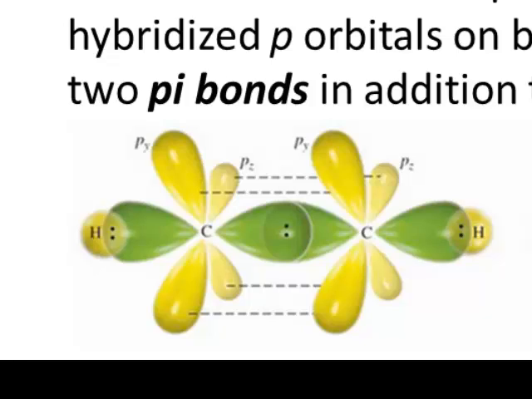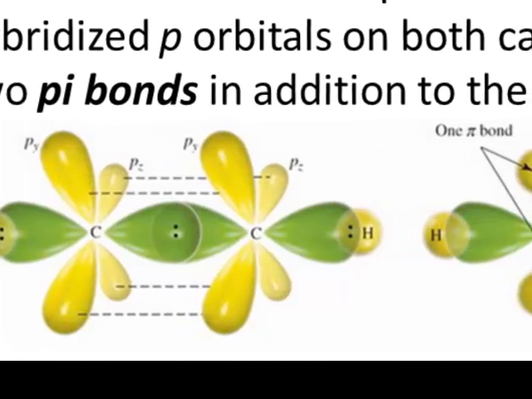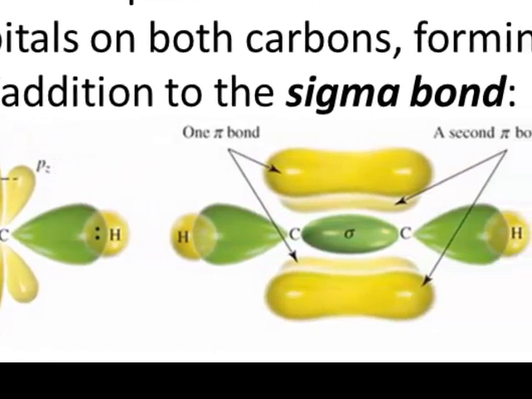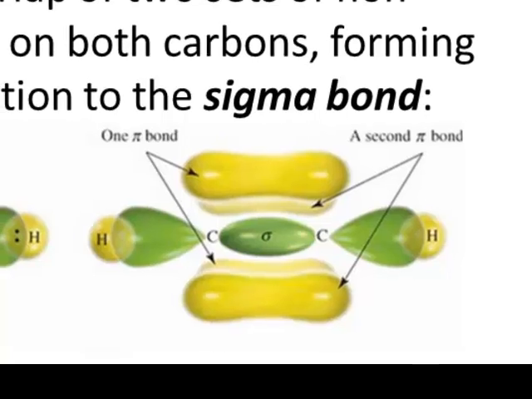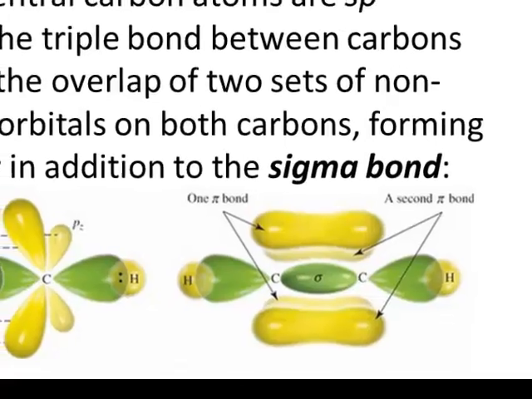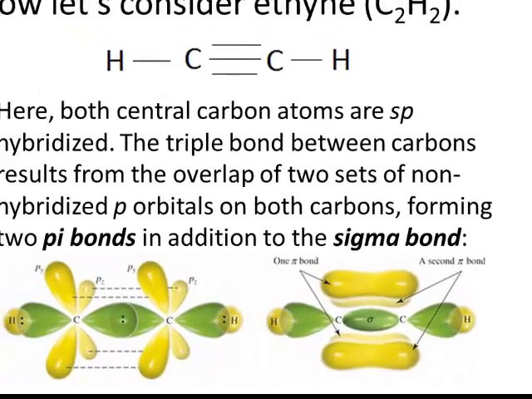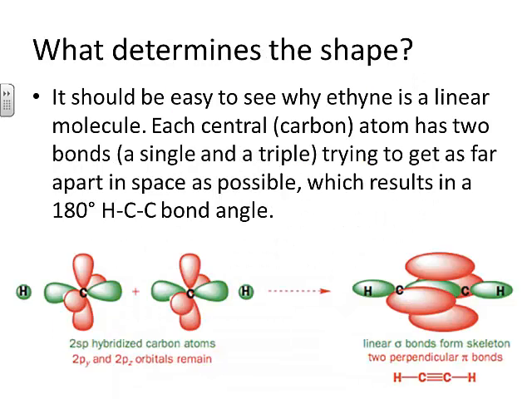You can see that we'll call those py orbitals overlapping between the 2 carbons on the left, and there's also pz orbitals that can overlap. And if we look on the right side in this diagram, we can see there are 2 sets of pi bonding orbitals shown here, one on top and bottom, one in front and back. There's also a sigma bond that's formed from head-on or end-to-end overlap of those sp hybridized orbitals. So we have a sigma and 2 pi bonds, and when we have that, that gives us a triple bond. It should be easy to see why ethine turns out to be a linear molecule.